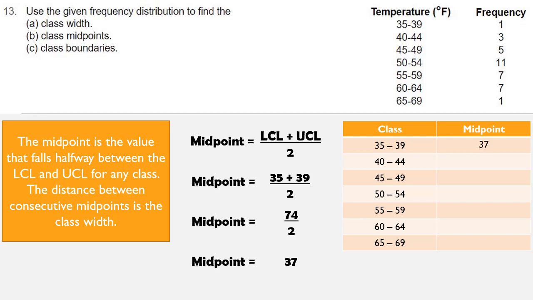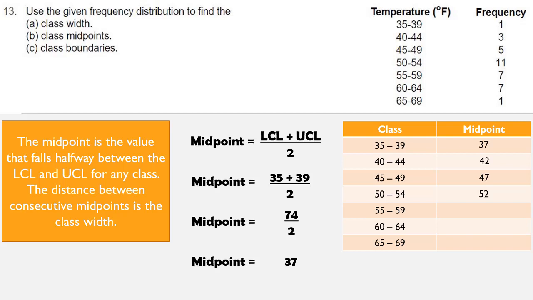The last statement, though, said that the distance between consecutive midpoints is the class width. We already found out the class width was 5, so we can just add 5 to the midpoints to get subsequent midpoints. So 37 plus 5 is 42. Add 5 again, 47. Add 5 again, 52.